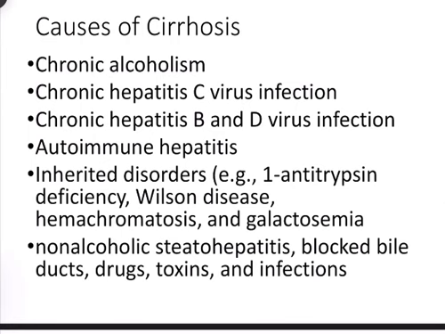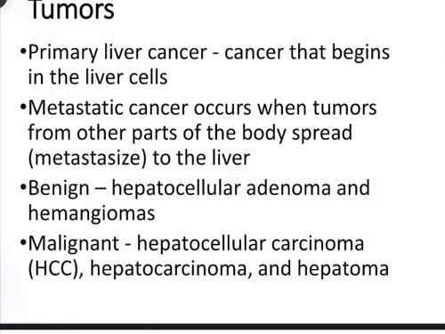Okay, your liver itself is being destroyed by your body's immune system. Inherited disorders such as alpha-1 antitrypsin deficiency, Wilson's disease, hemochromatosis, and galactosemia, non-alcoholic steatohepatitis, blockage of the bile duct, drugs, toxins, and infections can also cause cirrhosis. Okay, tumors. Now, primary liver cancer.